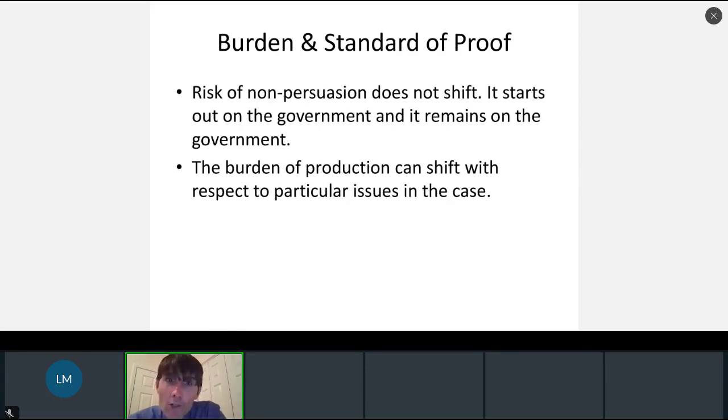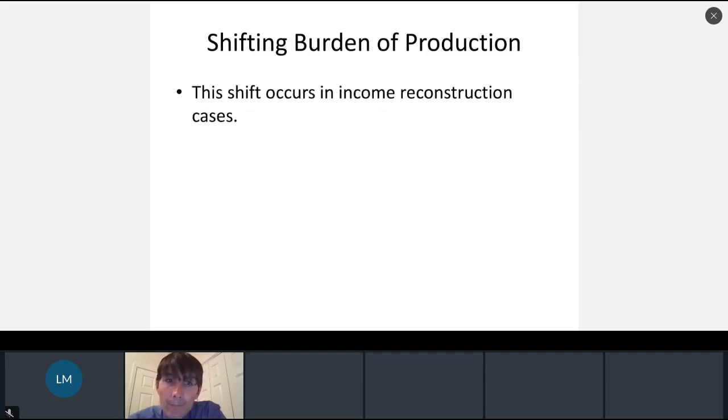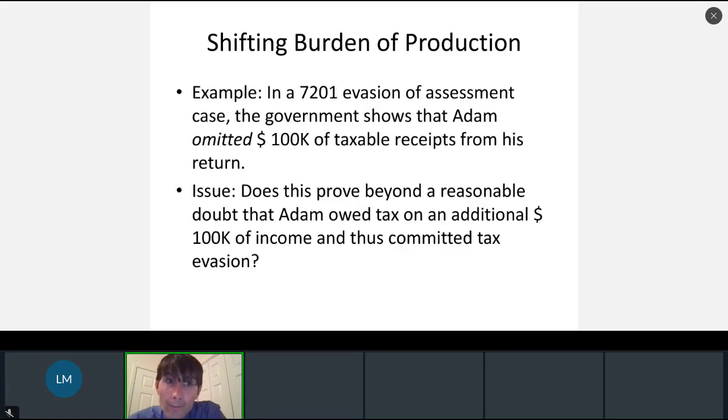The risk of non-persuasion never shifts. It starts out on the government and it remains on them throughout. The burden of production, on the other hand, can shift with respect to particular issues in the case. The overall burden of persuasion never moves away from the government, but the burden of production sometimes shifts. Initially, the government has the burden of production as well, because there must be sufficient evidence to convince a reasonable juror that the defendant is guilty. This shift occurs in income reconstruction cases.